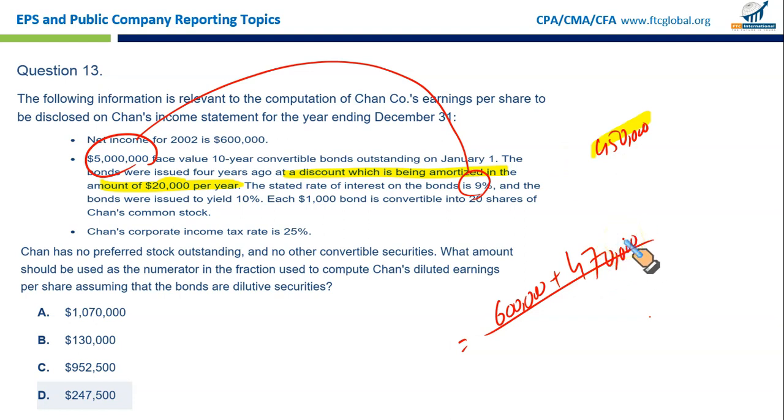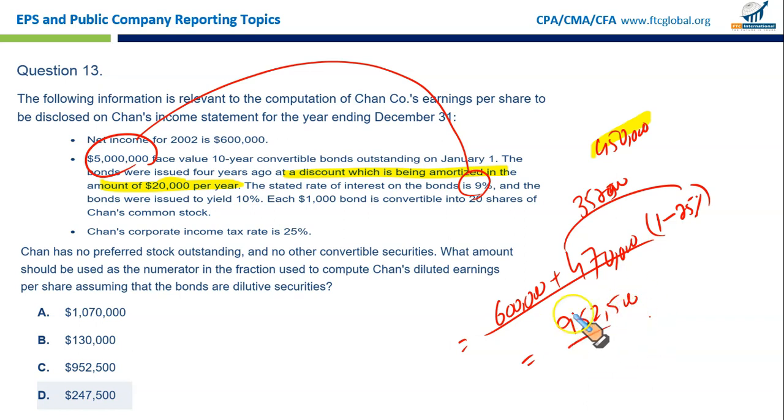Since it needs to be reported on an after-tax basis, you're going to multiply this amount with 1 minus tax rate, and if you simplify this part, it will be 352,500. So 352,500 plus 600,000 gives you a total of 952,500, and that is C.